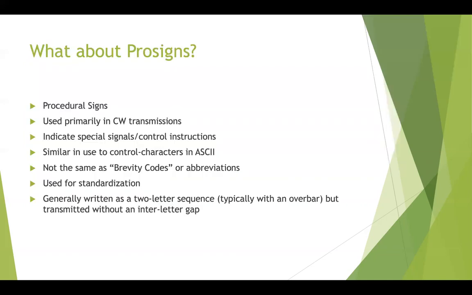Okay, so enough about Q codes. Let's talk about prosigns. Prosigns are procedural signs. So prosign is short for procedural sign. They're used primarily in CW transmissions. They indicate special signals or control instructions.